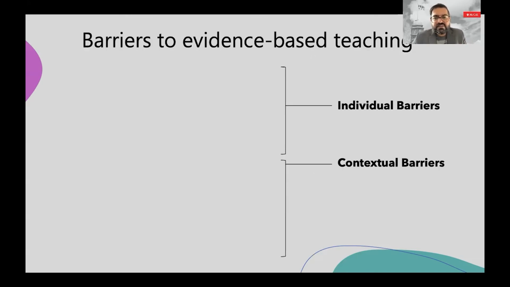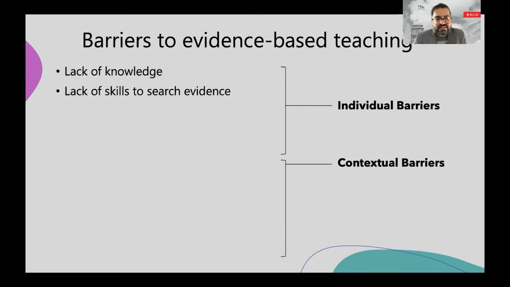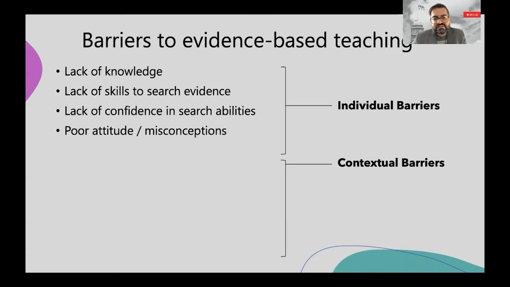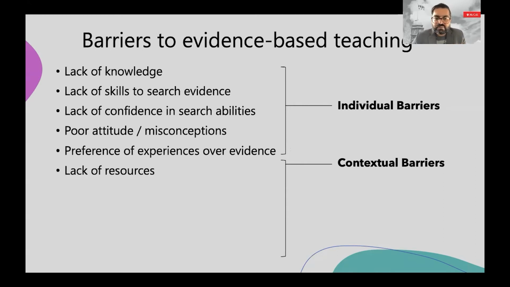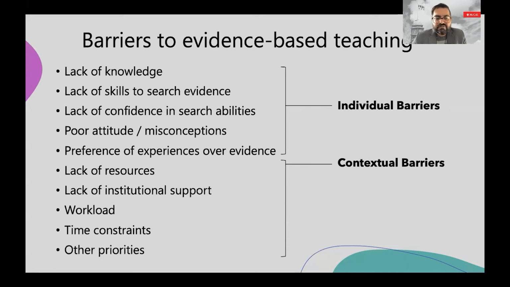There are some critical barriers to evidence-based teaching as well, at the individual level and at the contextual or organizational level. For example, lack of knowledge about evidence, lack of skills to search evidence, lack of confidence in search abilities, poor attitudes and misconceptions, like I explained before, and preferences of experience over evidence. As you know, many teachers prefer their old practices instead of moving on to the novice ones. And lack of resources, lack of institutional support, and the workload and time constraints, and finally other priorities.